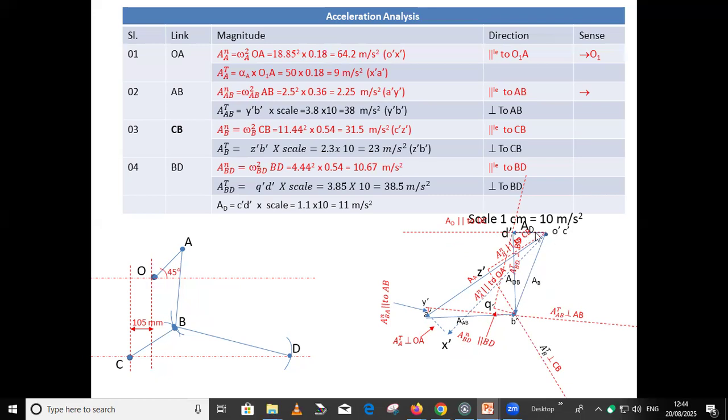So acceleration of CD will be this distance into scale, that is 1.1 centimeter into scale 10, 1:10. That is our scale. So this value will be 11 meter per second square. And we need to ask tangential acceleration of BD. So tangential acceleration of BD will be Q dash D dash into scale. Okay, so this is Q dash D dash distance, that is 3.85 into 10, 38.5 meter per second square. Okay, so this is all about values related to acceleration of slider D and tangential acceleration of BD.